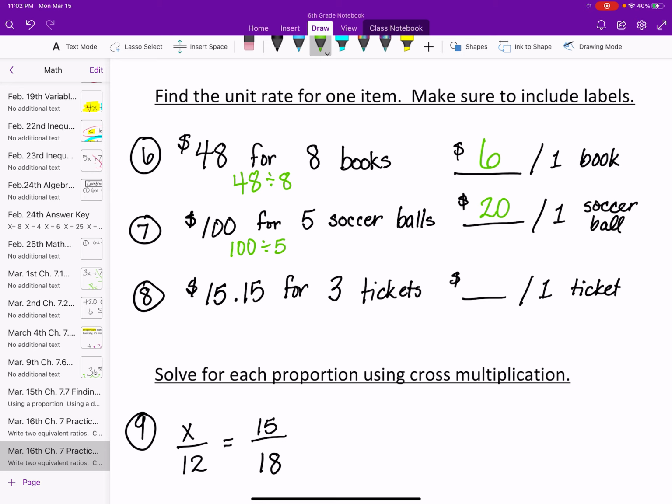Last one, I'm spending $15.15 for 3 tickets. How much am I spending for just one ticket? So I'm taking 15.15 divided by 3. You could just know off the top of your head that this is 5.05, because I know that 15 divided by 3 is 5, and 0.15 divided by 3 is also 0.05. Or I could work it out here using long division.